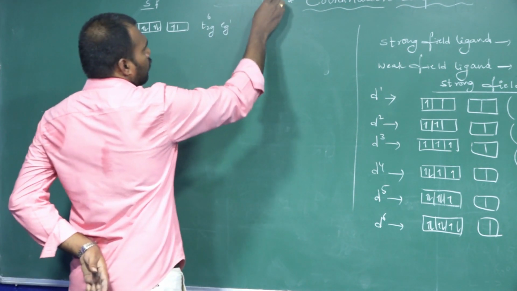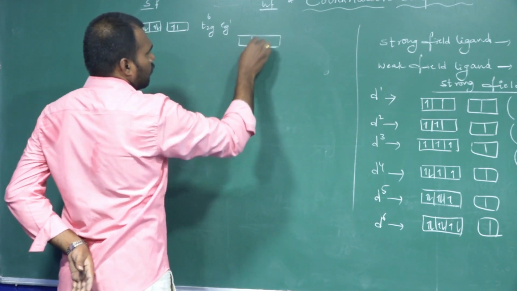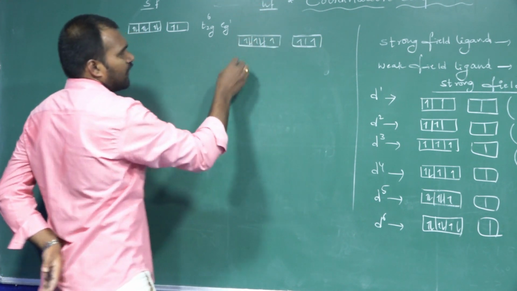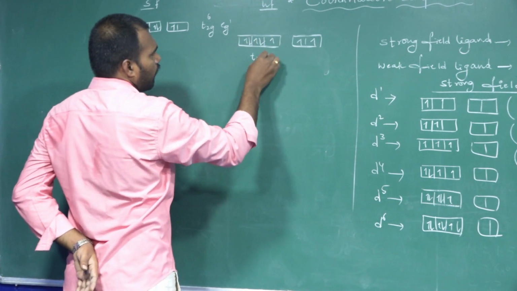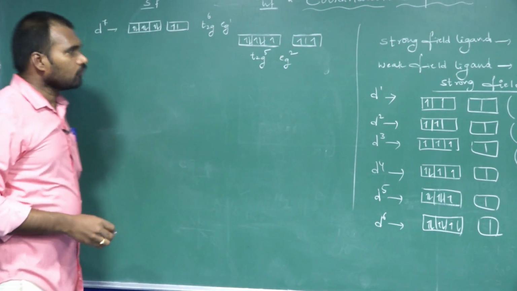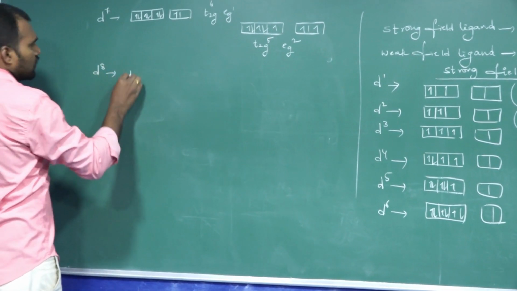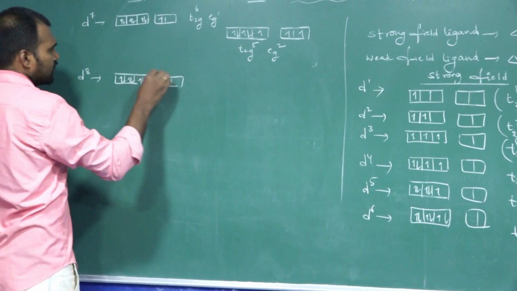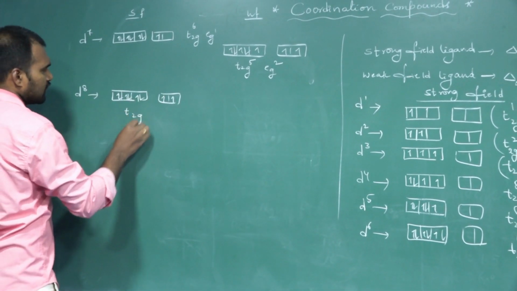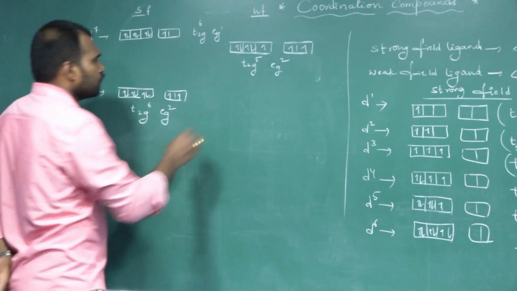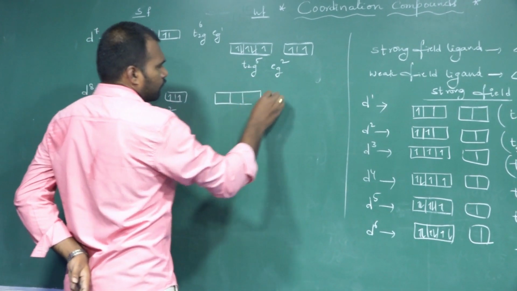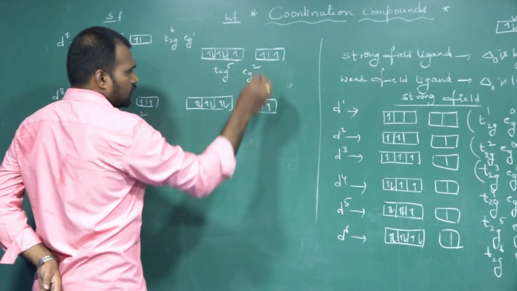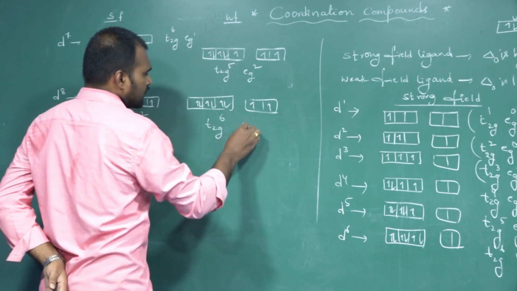Whereas in weak field, 1, 2, 3, 4, 5, 6, 7. So the configuration is t2g5, eg2. Next one, the d8 configuration, 1, 2, 3, 4, 5, 6, 7, 8. So the configuration is t2g6, eg2. Whereas in weak field, 1, 2, 3, 4, 5, 6, 7, 8. So the configuration is t2g6, eg2.